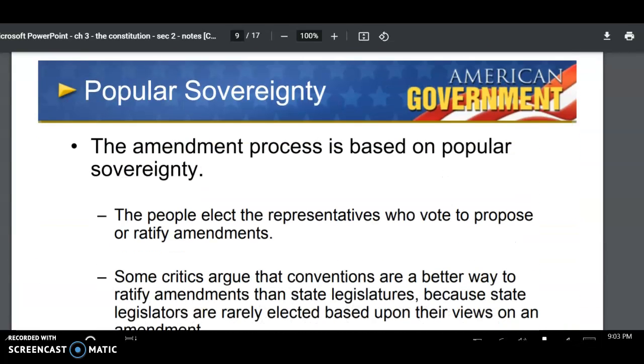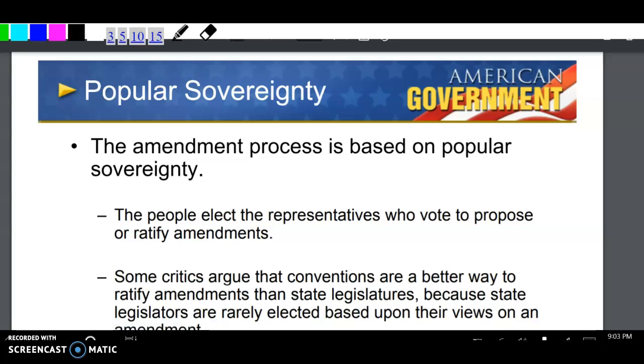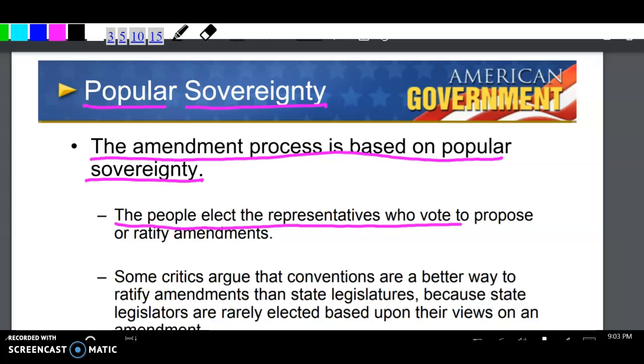Your next heading is popular sovereignty. So what you need to know is that the amendment process is based on popular sovereignty, meaning that the people have the say, right? So how does that happen? How do people have a say in the amendment process if we don't get to vote or have anything to do with the amendment being made? Well, it's done through our elected representatives. So the people elect the representatives who vote to propose or ratify amendments.